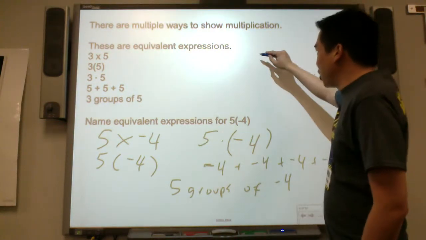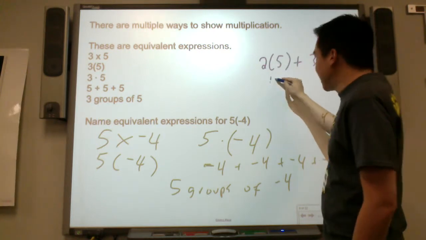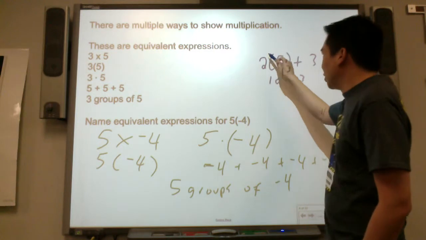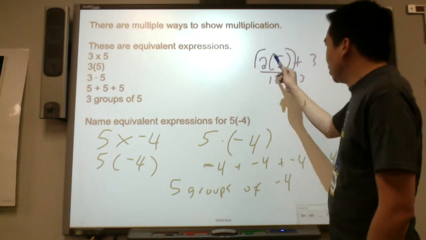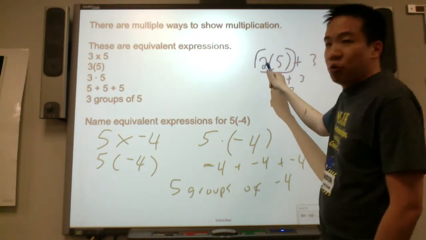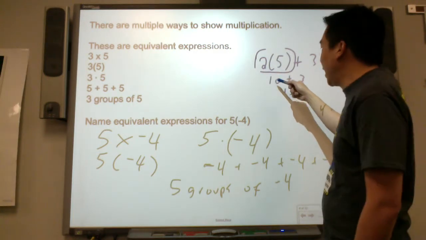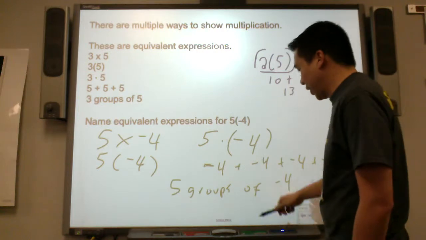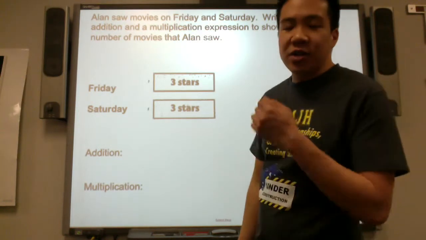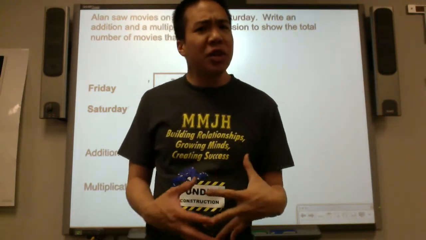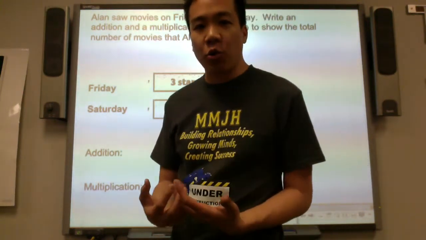So, for example, if you ever see a question like this, 2 groups of 5 is 10 plus 3 is 13. So this means multiplication. This is a form of multiplication. It could mean 2 times 5, 2 multiplication dot 5, 2 groups of 5, 2 of 5 plus 5. So in this one, we're going to be writing expressions, drawing pictures, and seeing if they are equivalent. We're going to do it mostly today in pictorial form.